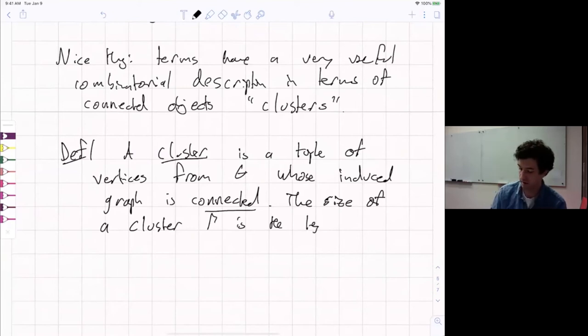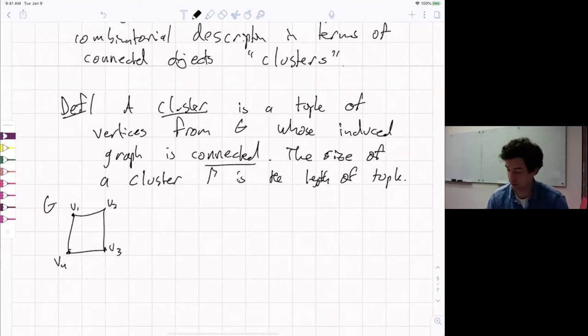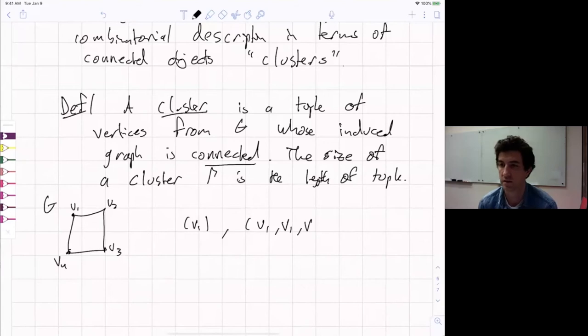Okay, so I just want to give you a little example. So here's G, and maybe V1, V2, V3, V4. And so what are some examples of clusters? So one cluster could just be a single vertex, so V1. A cluster could be multiple copies of the same vertex. Okay, so V1 three times would be a cluster.